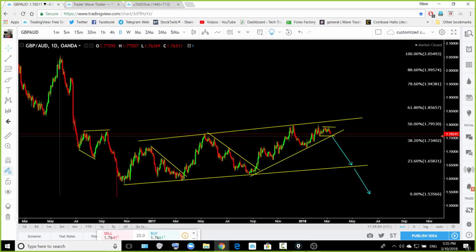Waves do not appear in days. Waves take time, even weeks or months. So this wave will take time. It is not going to appear tomorrow or the day after tomorrow. If you understand the waves, then you are definitely going to show patience. If you don't understand the waves, you are definitely going to get frustrated.